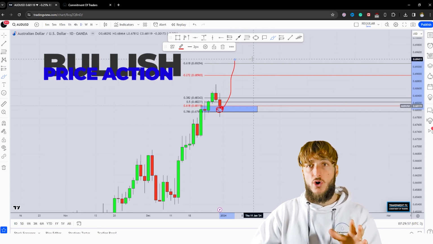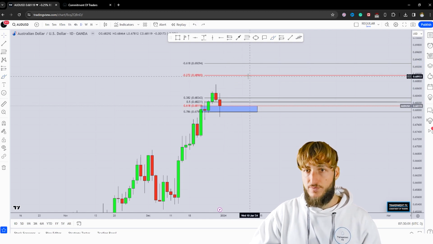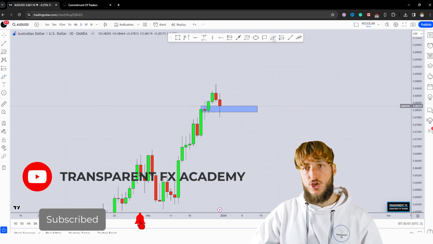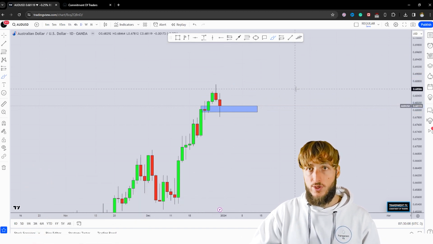So also here on the daily time frame, everything seems quite bullish. And we could expect a rejection to the upside away from this confluence of support area.